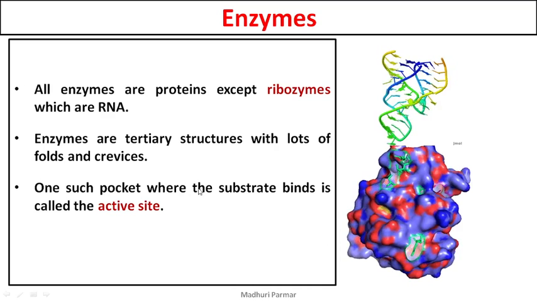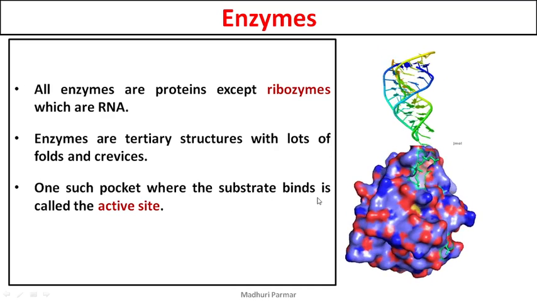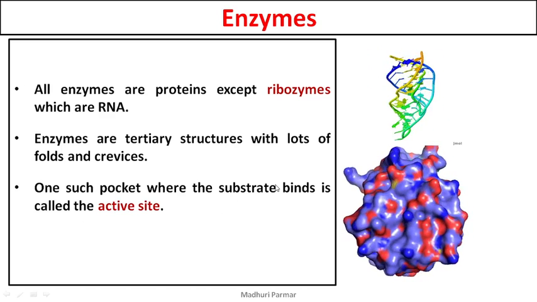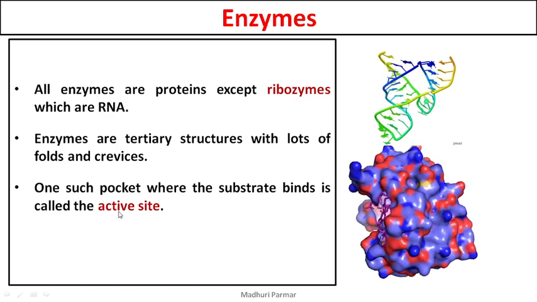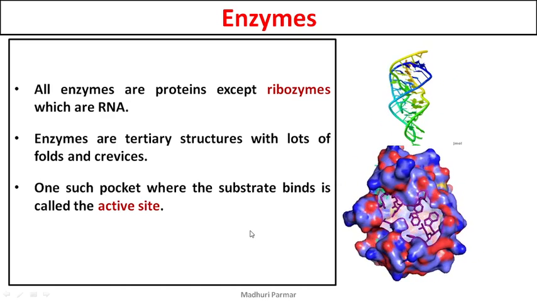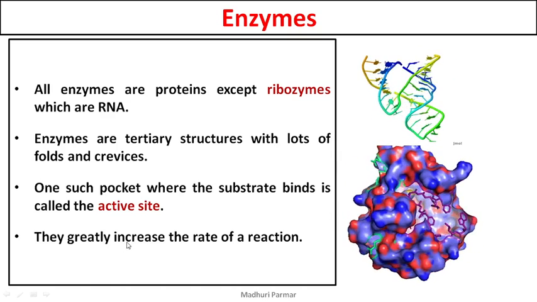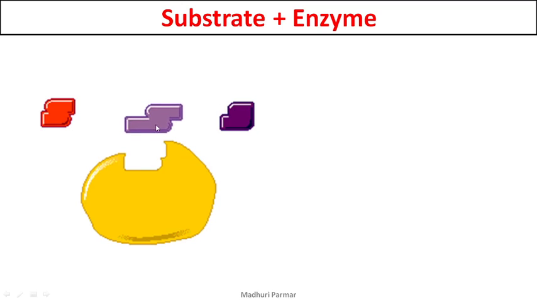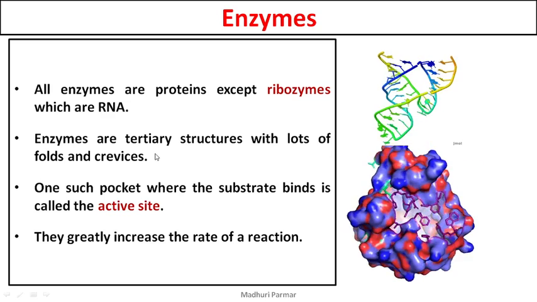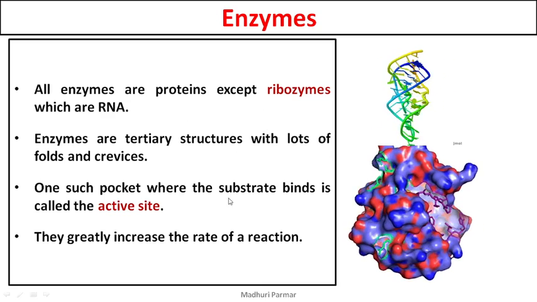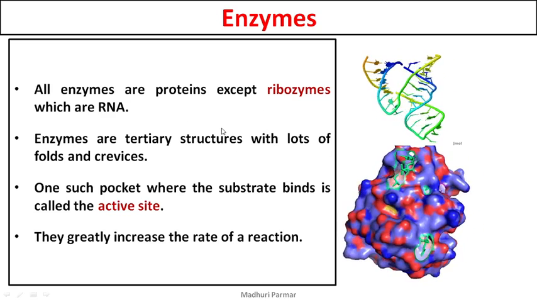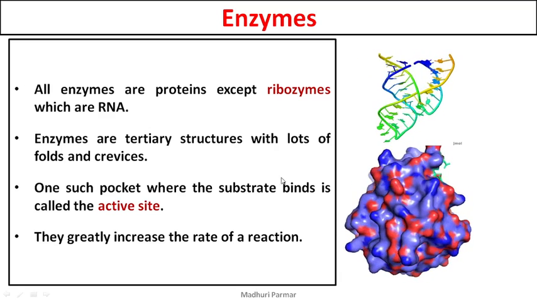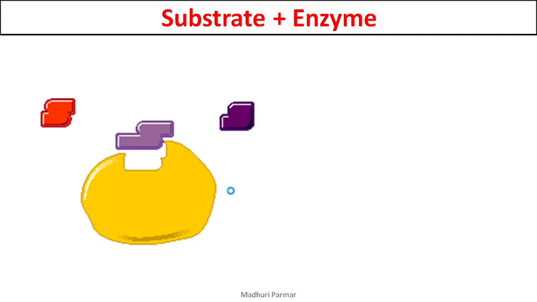One such pocket where the substrate binds is called the active site. Substrate is nothing but a reactant. In the reaction, the place where it binds is called the active site. Enzymes greatly increase the rate of reaction, and let us see the whole process now. One more thing: this active site is very specific. It will allow only one type of molecule to bind to it, as we shall see in this example.